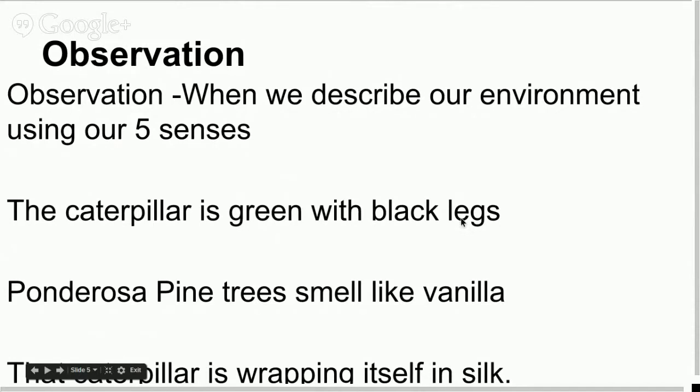First, let's talk about an observation. An observation is when we describe our environment using our 5 senses. I have 3 examples here. The caterpillar is green with black legs. Ponderosa pine trees smell like vanilla, which is true. And that caterpillar is wrapping itself in silk. These are all observations that I can make. I use my 5 senses and I explain what's going on using just those 5 senses.